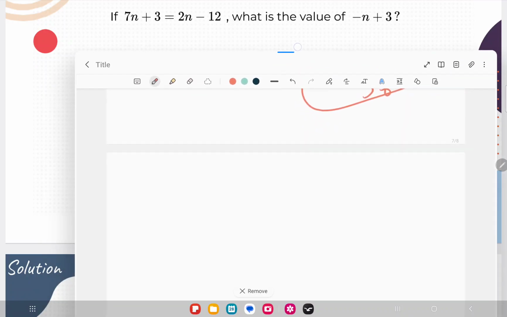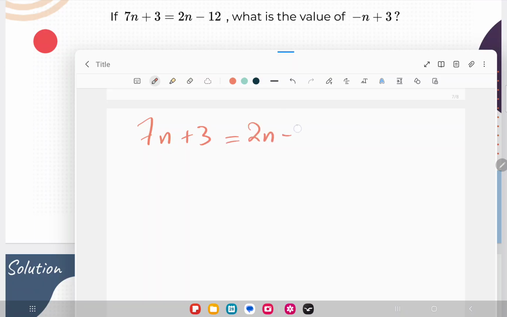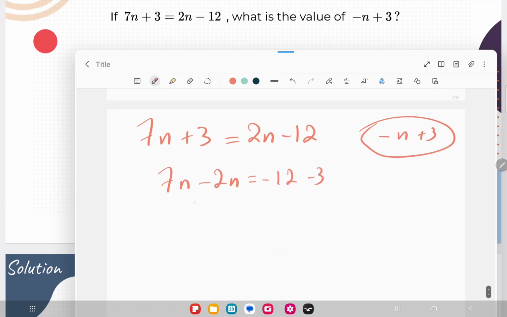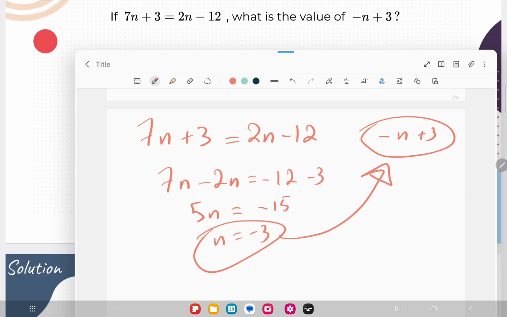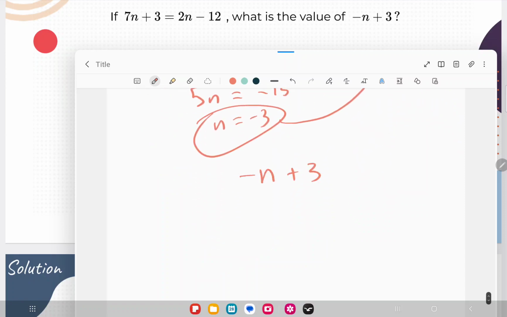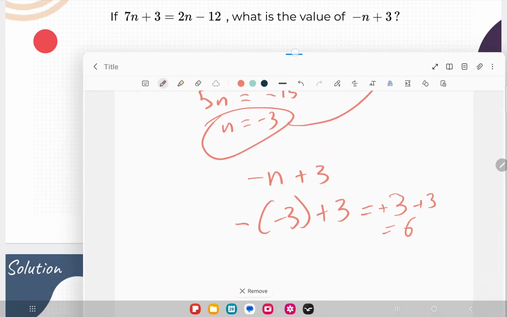Now, these are pretty basic, so I'm not really explaining much. I guess I'm explaining while I'm solving. What is minus n plus 3? 7n minus 2n is equal to minus 12 minus 3. So over here, 5n is equal to minus 15. n is equal to minus 3. I'm going to plug it here. So my expression is minus n plus 3. So minus times minus 3 plus 3 is equal to plus 3 plus 3, which is 6, which is option 8.